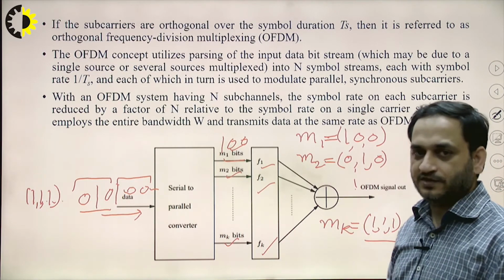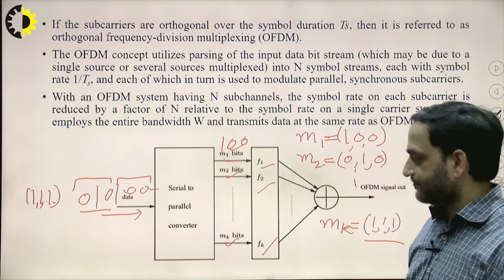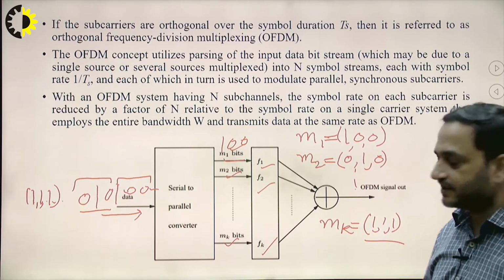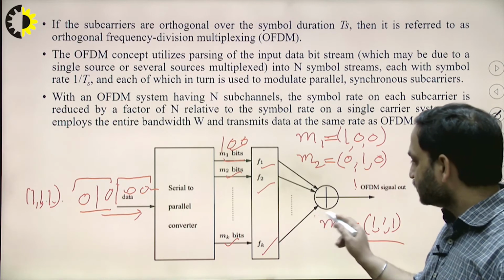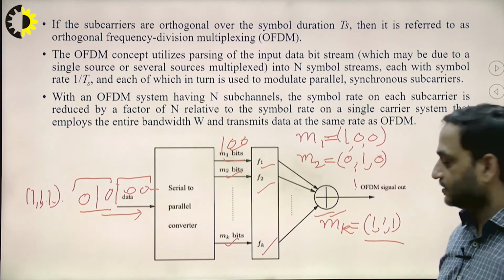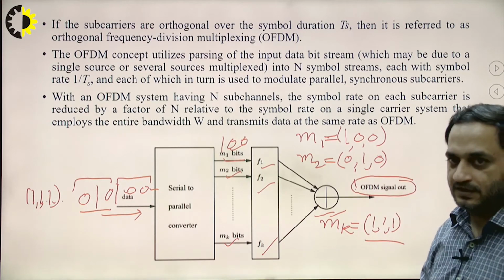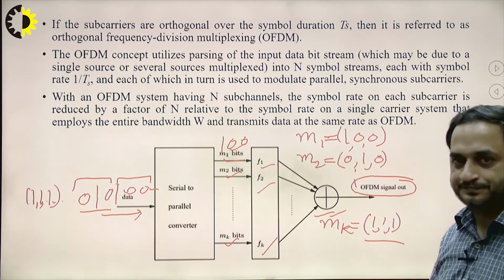For that we require the carrier frequencies. So f1 to fK are the carrier frequencies which we are using for that. And after that we sum up all these signals, so it will create the one OFDM signal which comes out from this system.